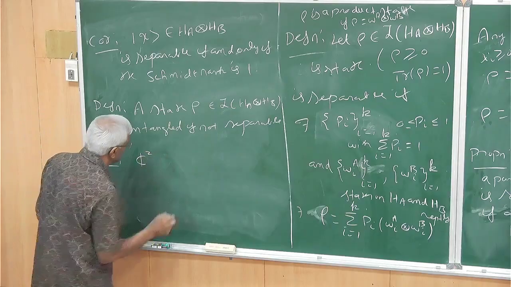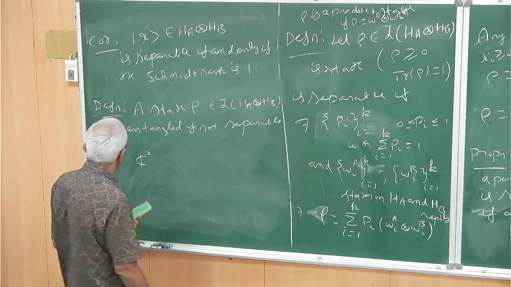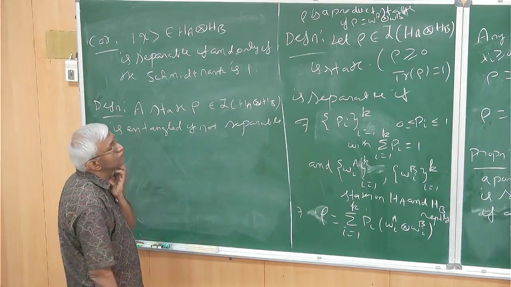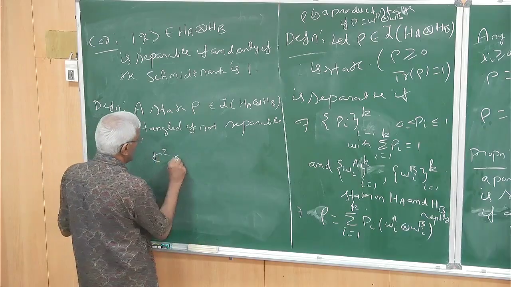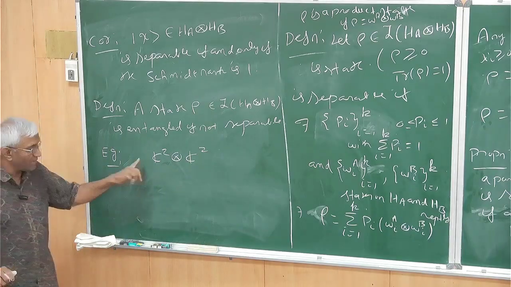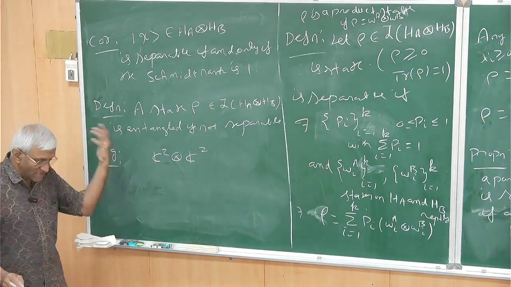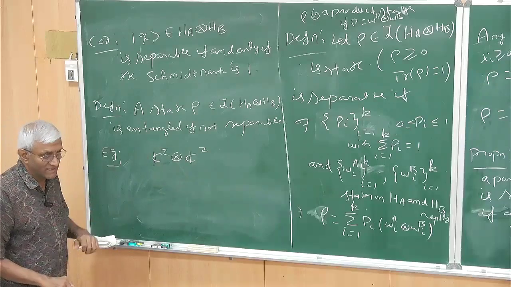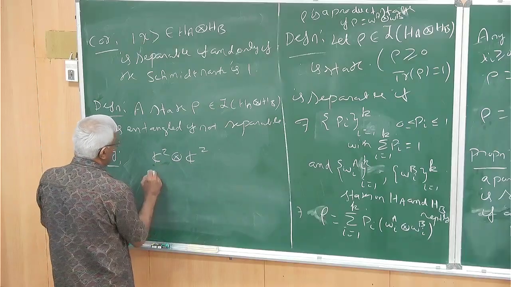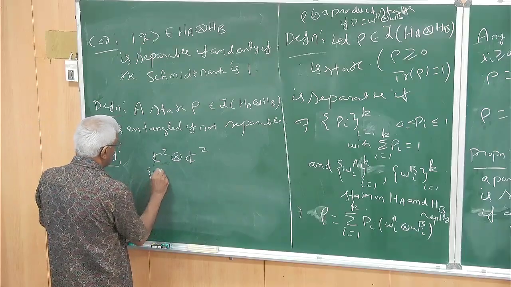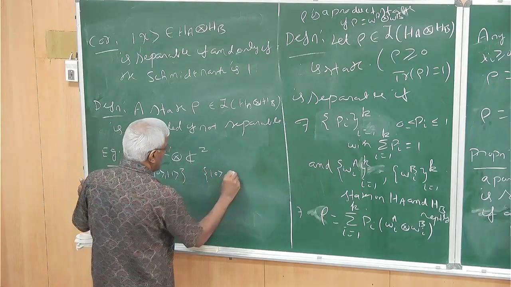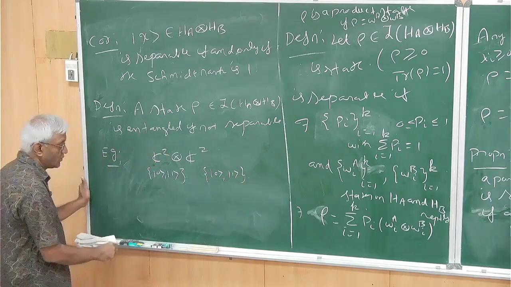Yeah. C2 is C tensor C, right? No, not C. C2 tensor C2. To get something non-trivial, we need at least 2 dimensions. If it is 1 dimension, then C tensor C is C again. So it's C2 tensor C2. In C2 tensor C2, the vectors here are 0 and 1, and here the vectors are 0 and 1. You can put it together.